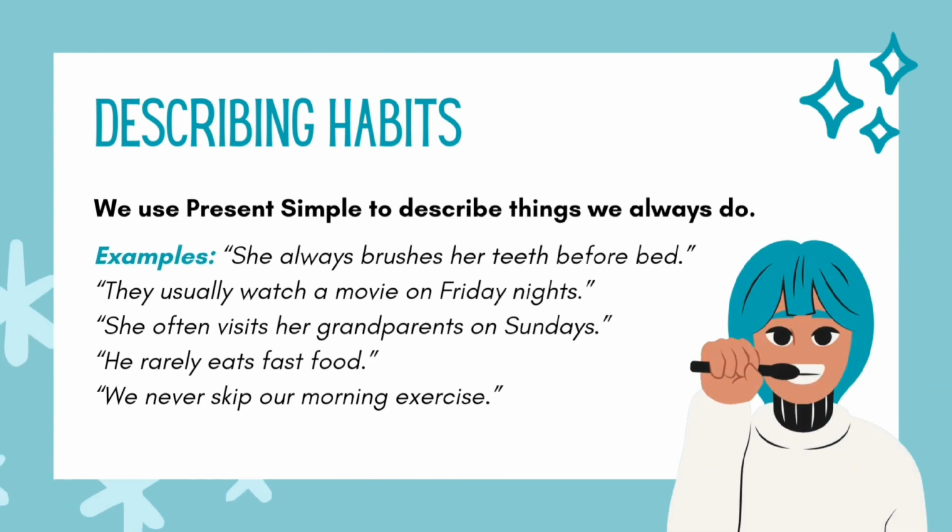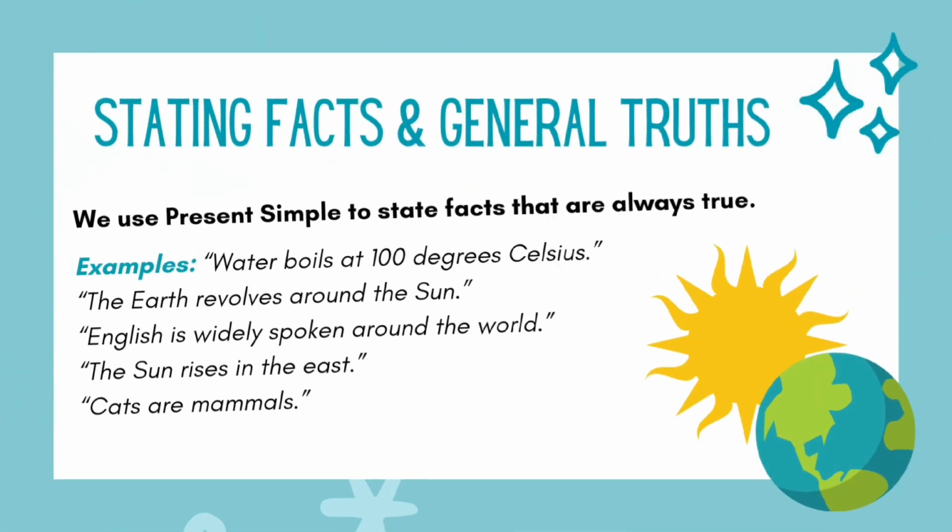Describing habits. We use present simple to describe things we always do. Example: she always brushes her teeth before bed. They usually watch a movie on Friday night. She often visits her grandparents on Sundays. He rarely eats fast food.